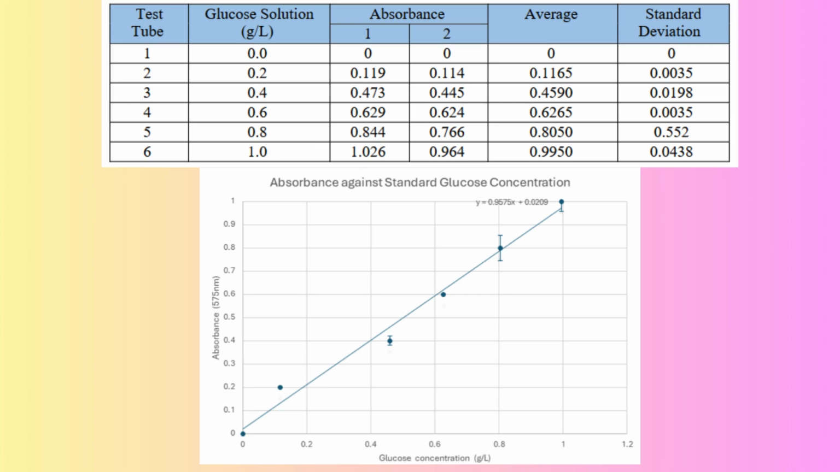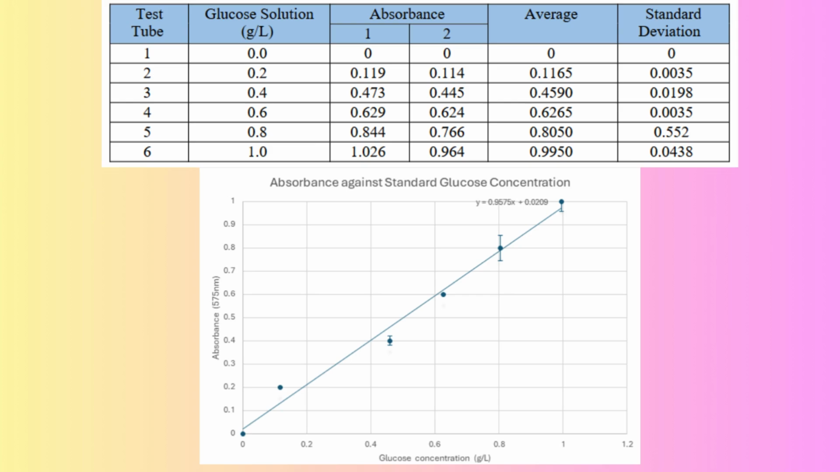0.9950. At 0 gram per liter, there was no color formation, confirming that the DNS reagent does not react unless a reducing sugar is present. At 0.4 gram per liter, the average absorbance recorded was 0.4590, while at 0.8 gram per liter, it increased to 0.8050. The observed data therefore support a clear linear relationship between concentration and absorbance.